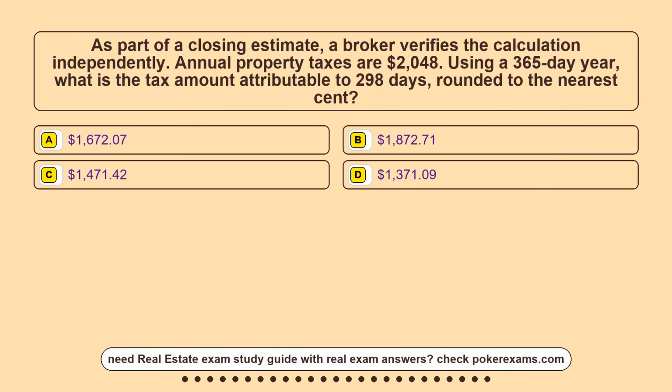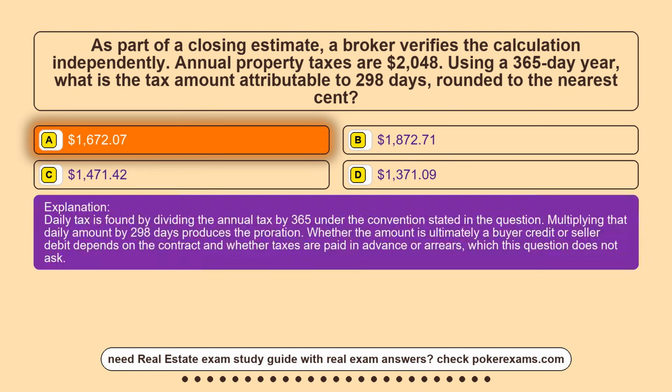Question 9. As part of a closing estimate, a broker verifies the calculation independently. Annual property taxes are $2,048. Using a 365-day year, what is the tax amount attributable to 298 days, rounded to the nearest cent? Option A, $1,672.07. Option B, $1,872.71. Option C, $1,471.42. Option D, $1,371.09.